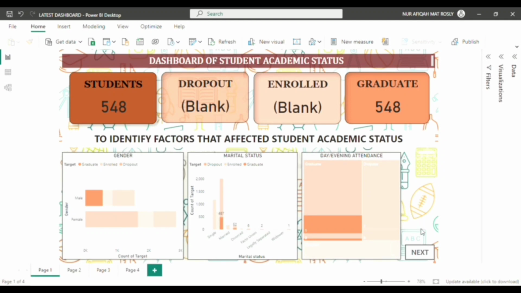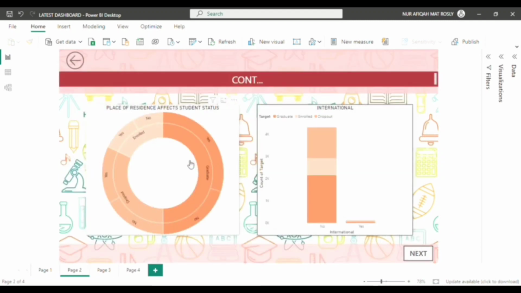On this page, there is also a button classified as the next button. If this button is clicked, then it will move to the next page. This page shows the dashboard connection for the first objective. Move to the third page.